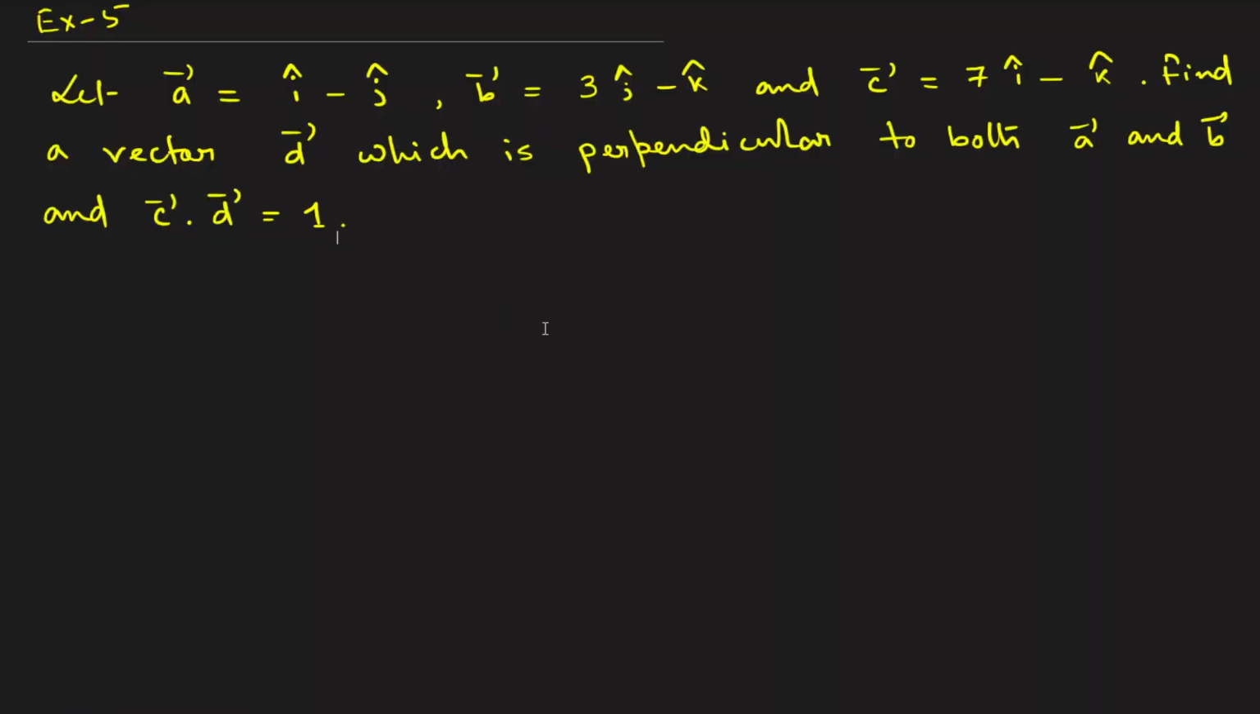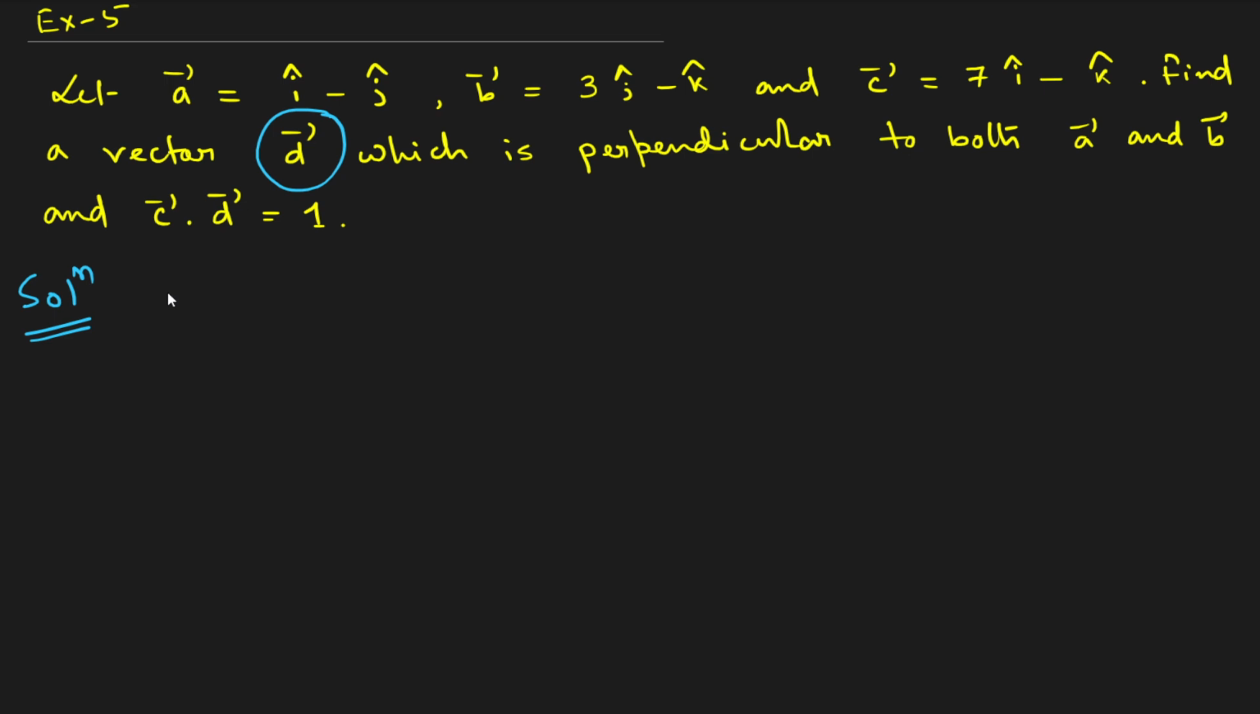Okay. Now let us come to problem number 5. a bar, b bar, c bar are given. Find a vector d bar which is perpendicular to both a bar and b bar. Also there is another condition, c dot d is 1. So if a bar and b bar both are perpendicular to d bar, then what can we write?